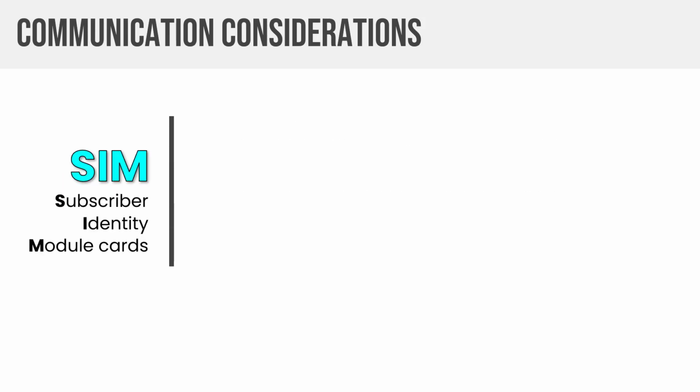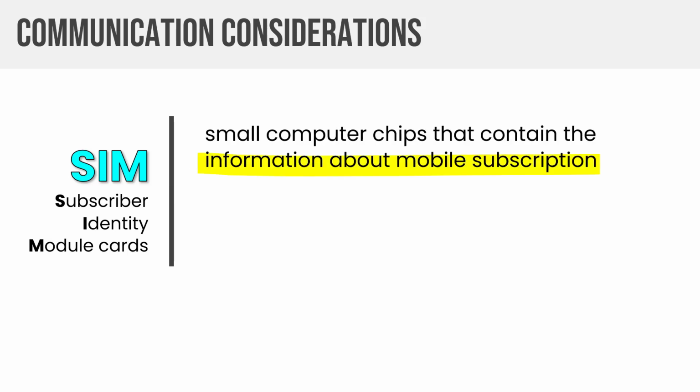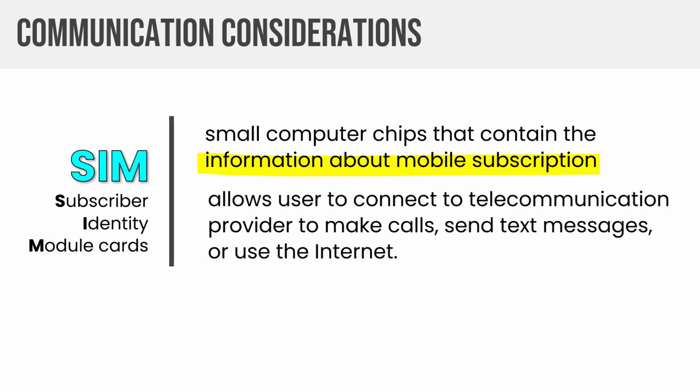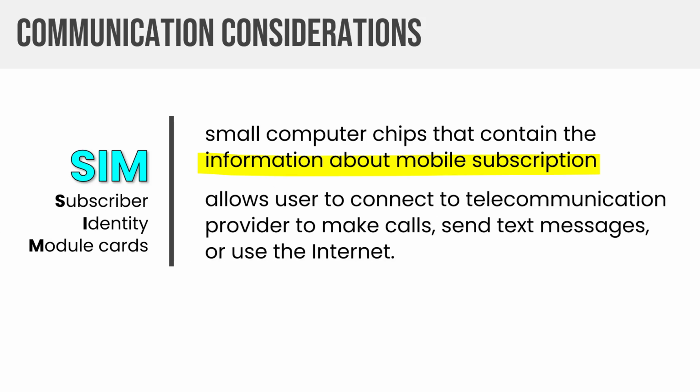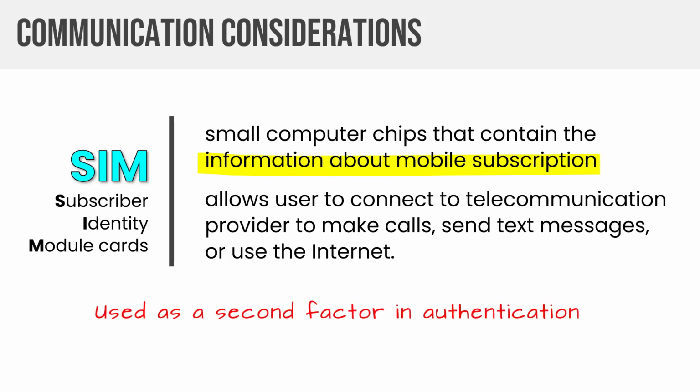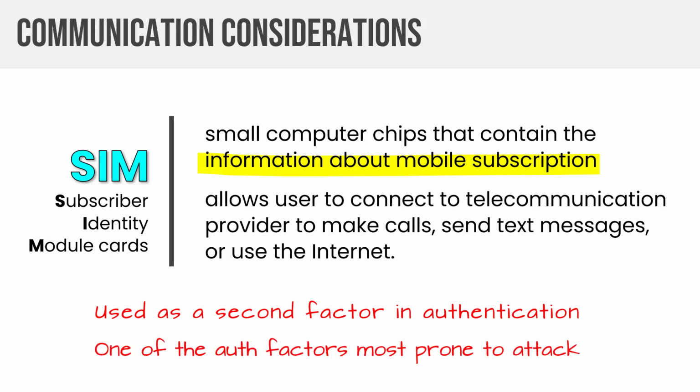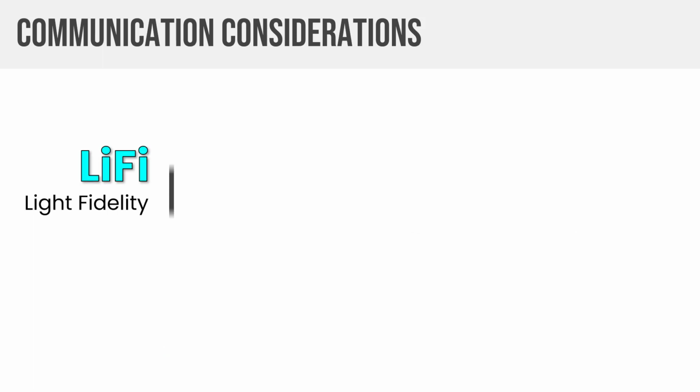Then we have the SIM, Subscriber Identity Module card. The SIM card is the small computer chip that contains information about your mobile subscription. It allows a user to connect to a telecommunication provider to make calls, send text messages, or use the internet. SMS messages can be used as a second factor in authentication, so that involves the SIM card today. It's one of the authentication factors most prone to attack and is therefore widely recommended as one to avoid in your multi-factor scenarios. SIM card hijacking has been proven out in a real-world scenario.